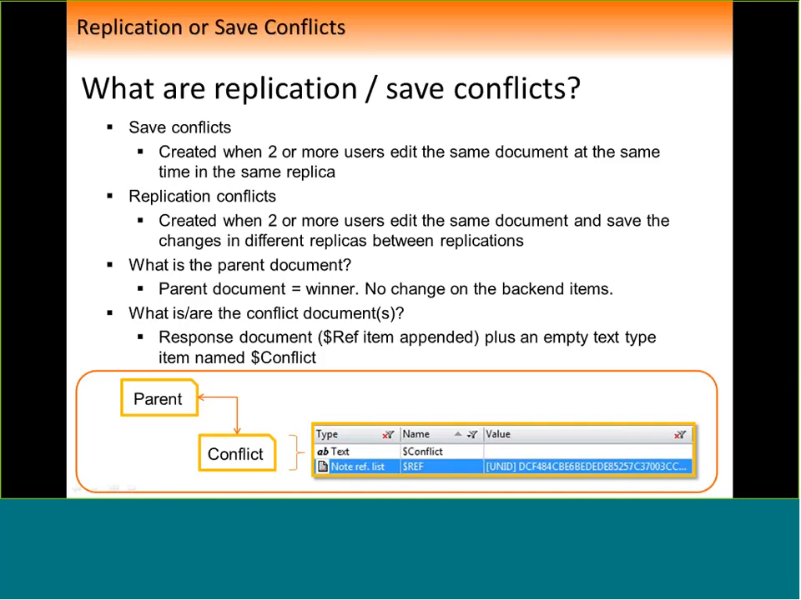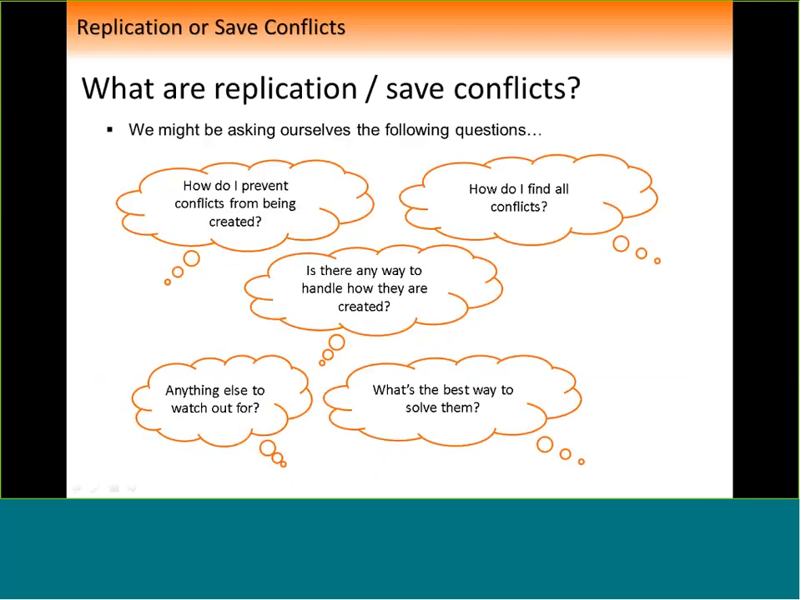And how we know these are actually conflict documents, you can see that they have a $ref item appended to them, and they also contain a $conflict item. So if we take a look at what we can actually do to go ahead and prevent these?